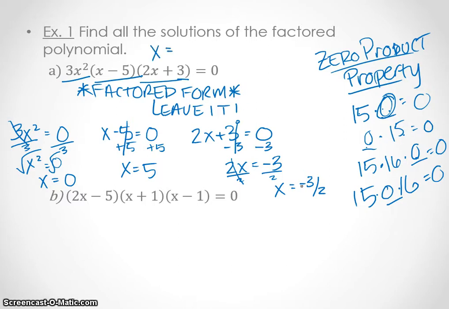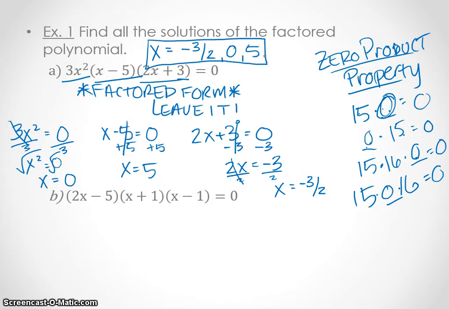So x equals, and I always put these in least to greatest order, so this guy is negative, so negative 3 halves, and then 0 would come next, and then 5. So those are our 3 solutions to this equation.